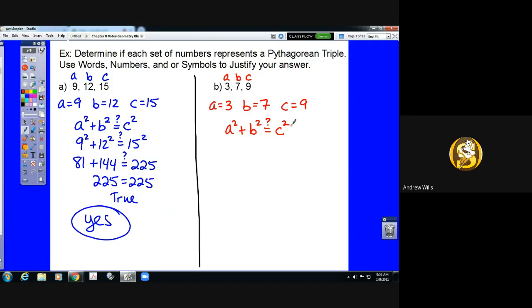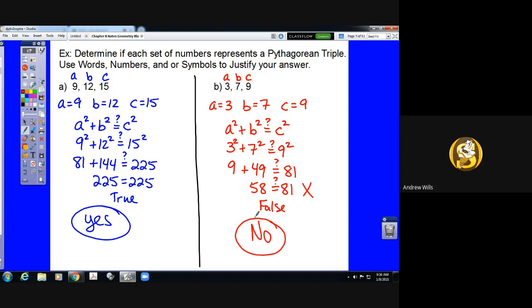So we plug those numbers in and we say 3 squared plus 7 squared. Does that equal 9 squared? 3 times 3 is 9, 7 times 7 is 49, and 9 times 9, well, that's 81. Hopefully everybody in this class can then look at that and go, well, those are definitely not equal. Okay, that is a false statement, which means that this particular set of 3 numbers does not represent the side lengths of a right triangle. It is not a Pythagorean triple. Any questions so far?